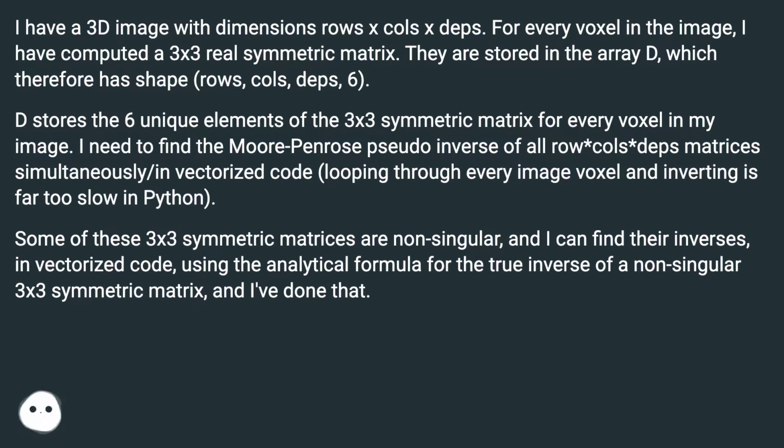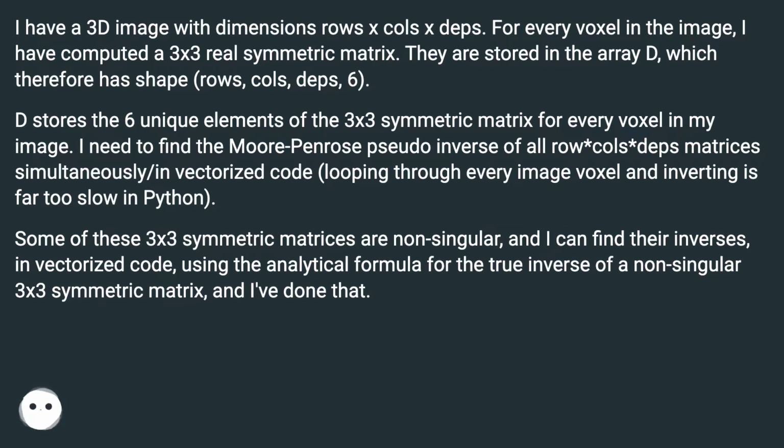They are stored in the array D, which therefore has shape rows, cols, depths, 6. D stores the 6 unique elements of the 3 by 3 symmetric matrix for every voxel in my image. I need to find the Moore-Penrose pseudo-inverse of all rows x cols x steps matrices, simultaneously, in vectorized code. Looping through every image voxel and inverting is far too slow in Python.